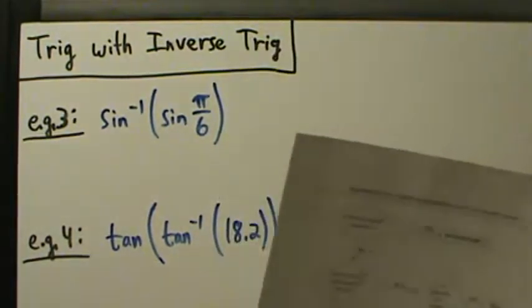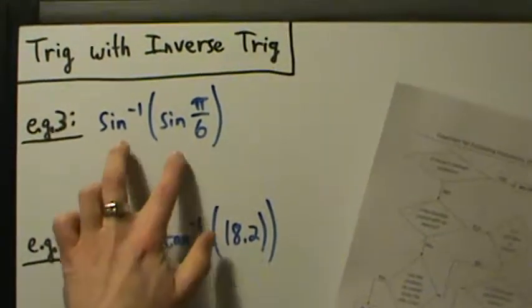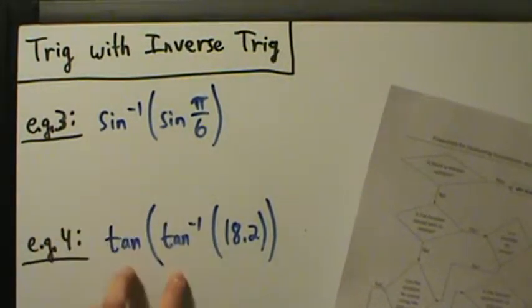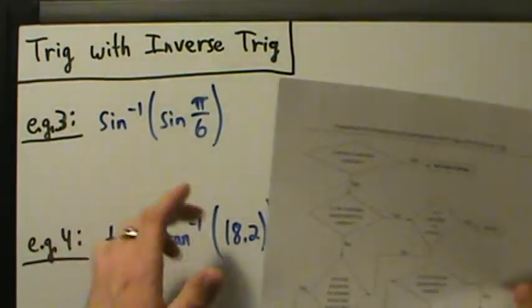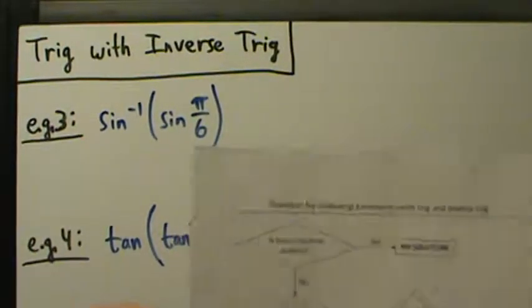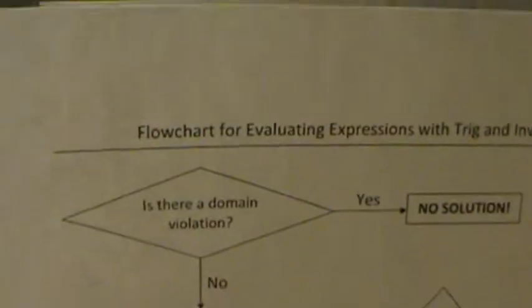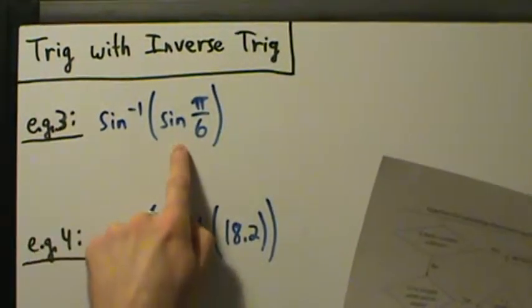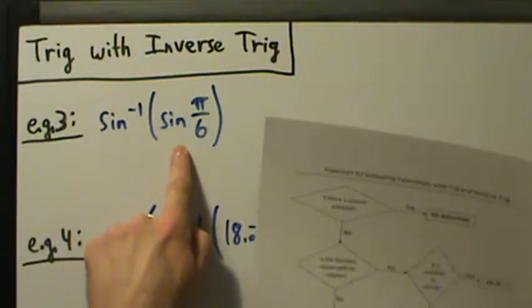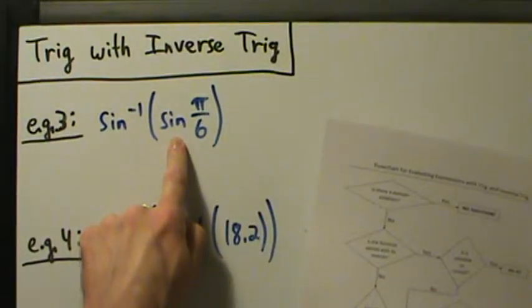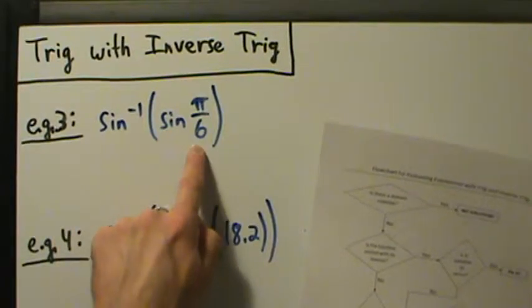Now, problems like this where the function is paired with its own inverse, most of the time these really aren't too complicated, but just to be thorough, we will follow the flow chart and just see what's going on here. So first of all, is there a domain violation? No, there's not, right? So we're looking at example 3 here. Inverse sine of pi over 6. Is there a domain violation? No, there is not, because we can take the sine of anything we want. So sine of pi over 6 is totally legitimate, totally fine.